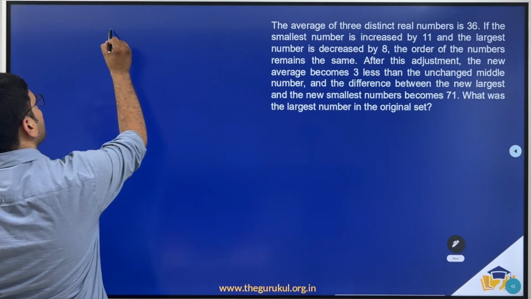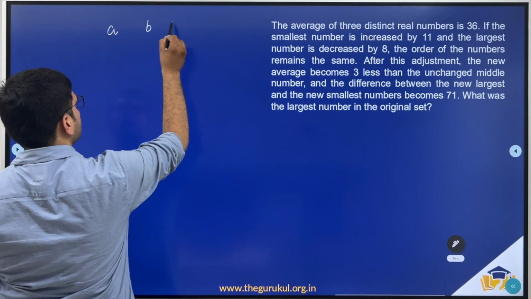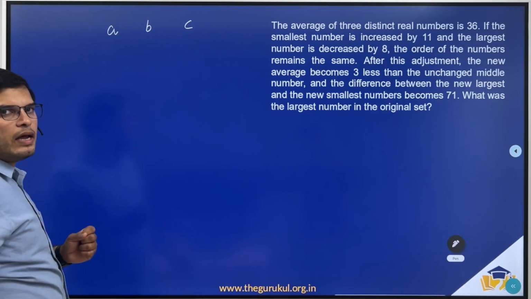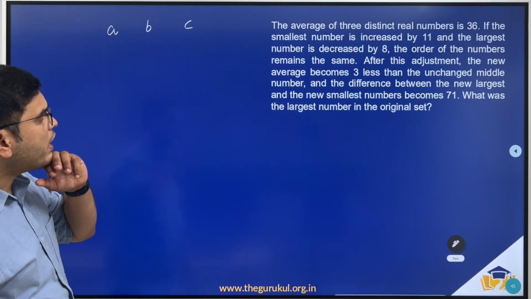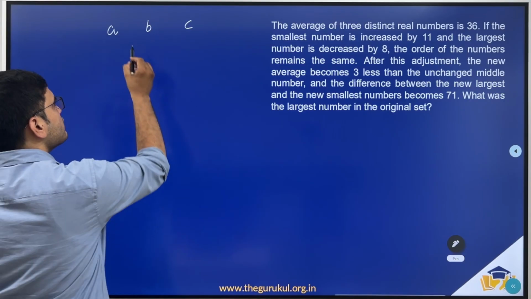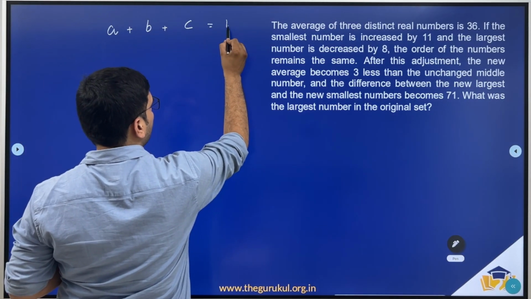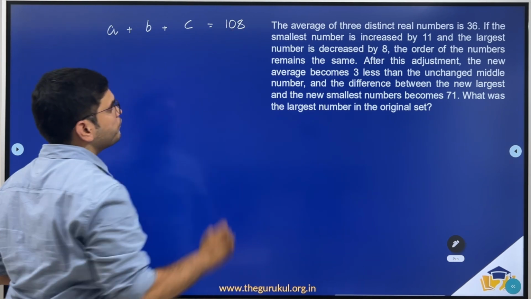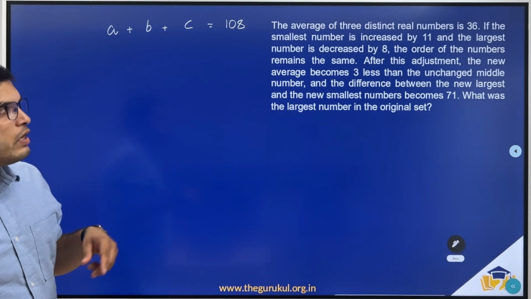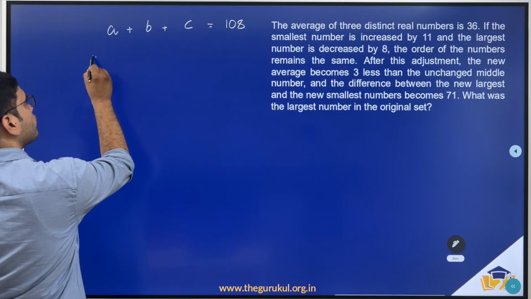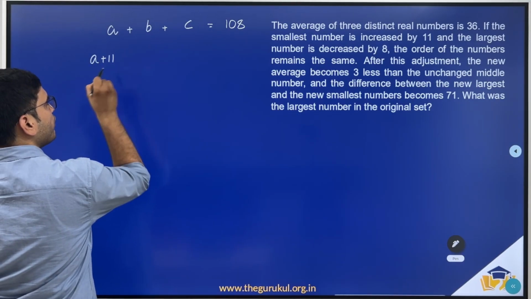Right. Now let me consider the three numbers to be A, B, and C, A being the smallest and C being the largest. Right. So the average of these three distinct real numbers is 36. So if the average is 36, the sum of these three numbers should be 108. Done. Now the smallest number is increased by 11. So this becomes A plus 11.